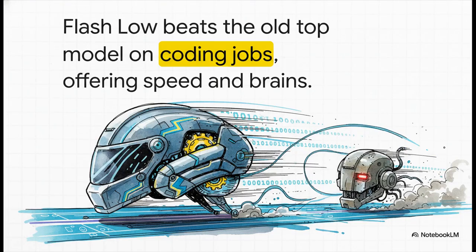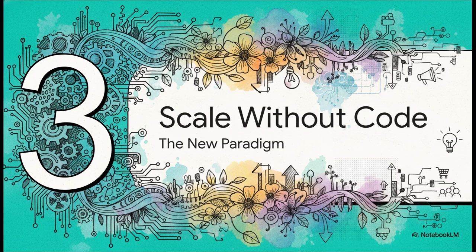Right about now, you might be wondering, okay, but am I sacrificing quality for this kind of efficiency? No way. This new low version is lightning fast, but it is incredibly sharp. In fact, Google states it actually beats their old top-tier model on coding jobs. You aren't trading brains for speed. You actually get both.